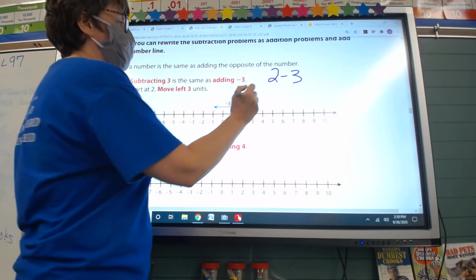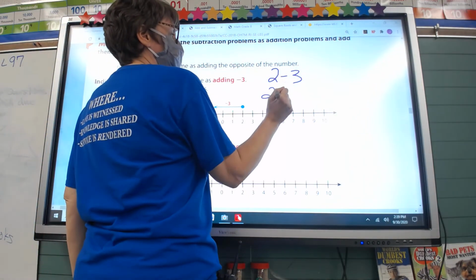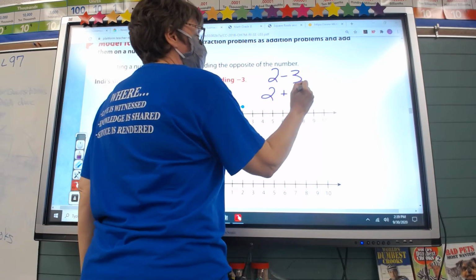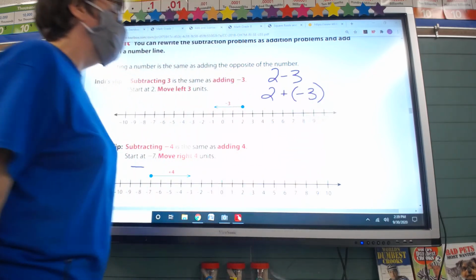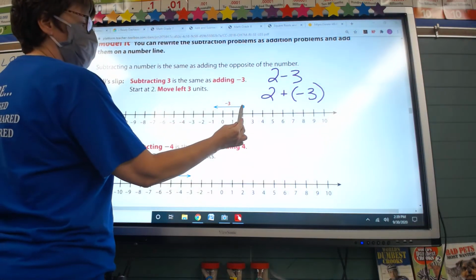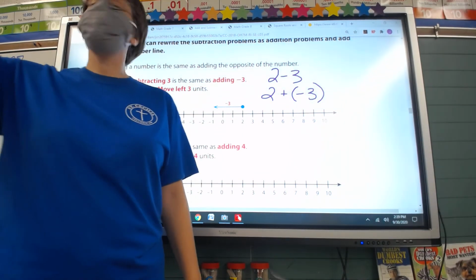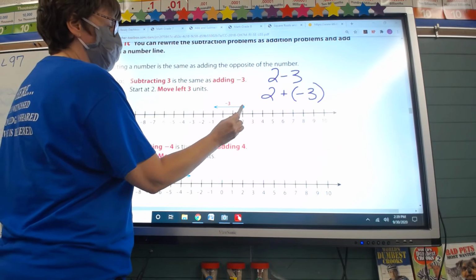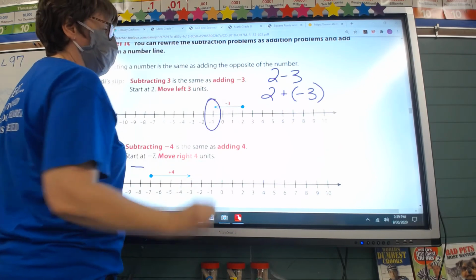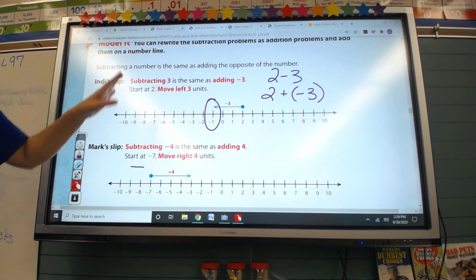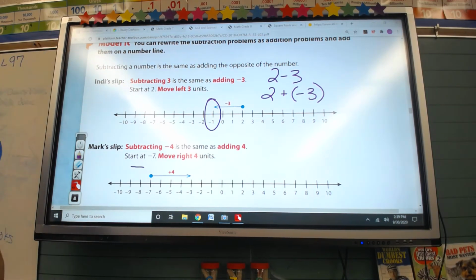All right, DeMarco, what do I write? 2 plus opposite of 3. Negative. Yep, -3. Okay, everybody put your pencil on 2. When you add a negative, you can follow those arrows that say negatives go left. When you add a negative, go left. 1, 2, 3. What's the answer? -1. So Indy has a -1. If you want to go back up to her slip and put -1 under it.